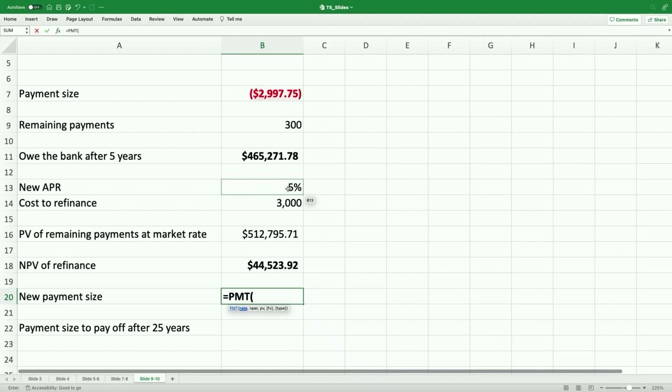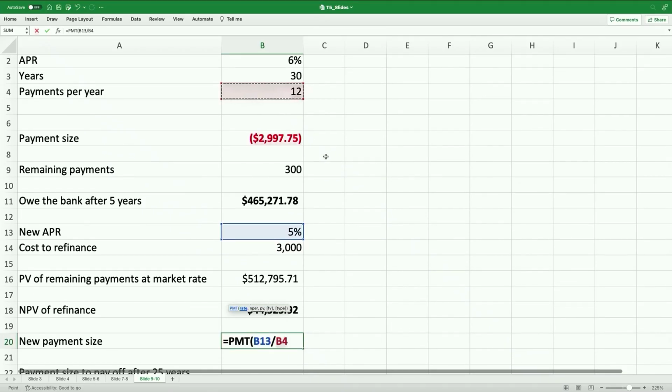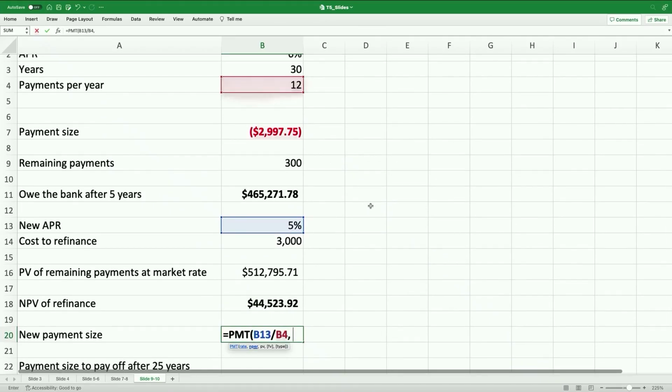Okay, so what would the payment size be? Well, we say equals PMT. The rate is 5% divided by 12. The number of periods, again, because we're starting over in terms of the length of the loan, is going to be a 30-year loan, 12 payments per year. The PV, how much are we borrowing from B of A today in the refinance?